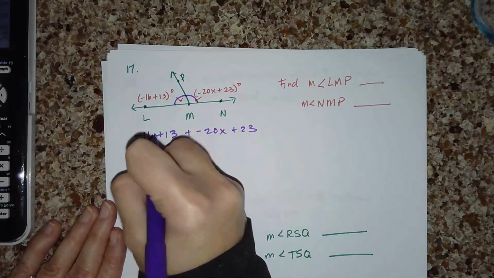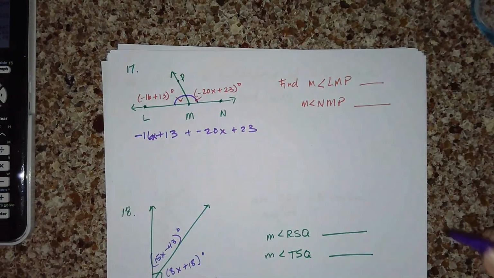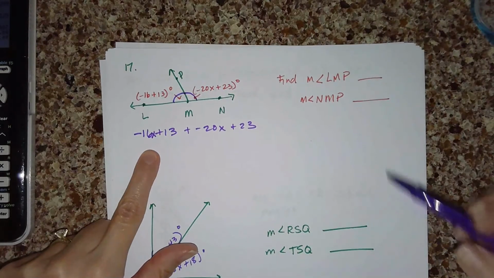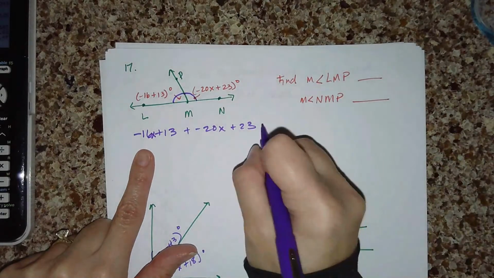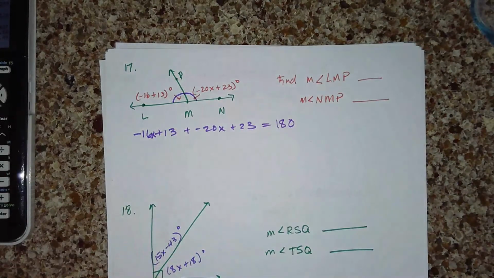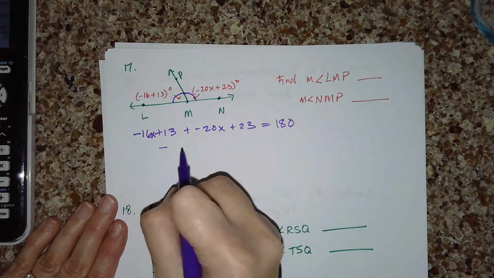I think this is supposed to say 16x. I hope so, at least, because I copied it wrong and I can't look it up right now. Okay, so I think this says negative 16x plus 13 and then negative 20x plus 23. We're going to add those two things together and set it equal to 180. So let's combine some like terms.